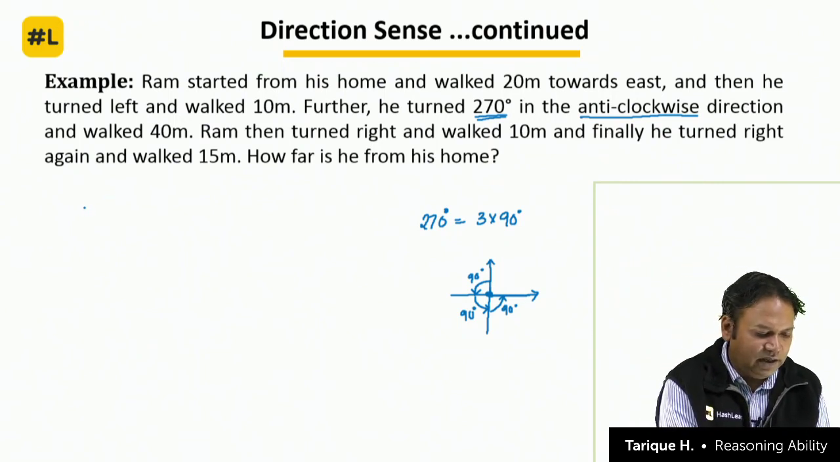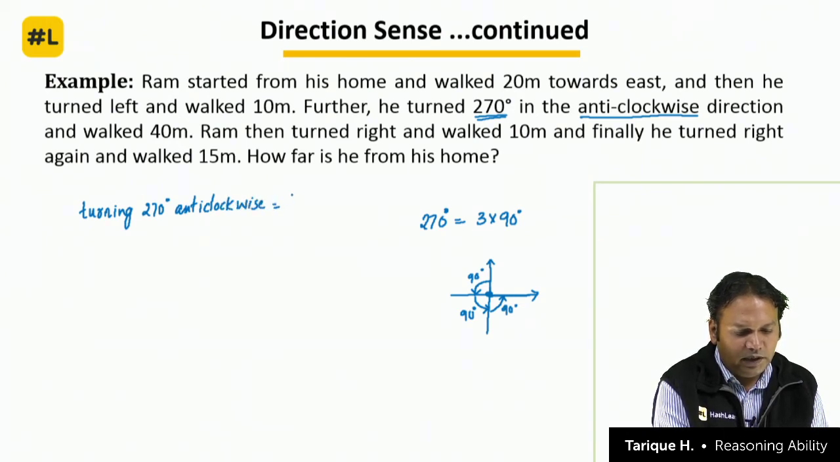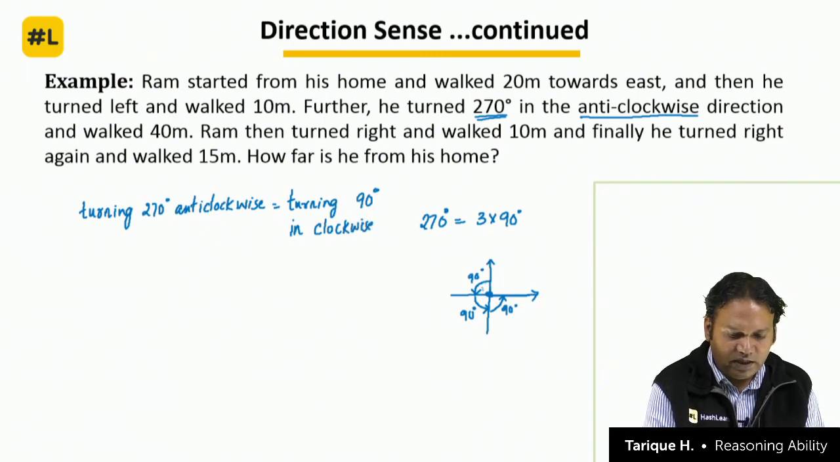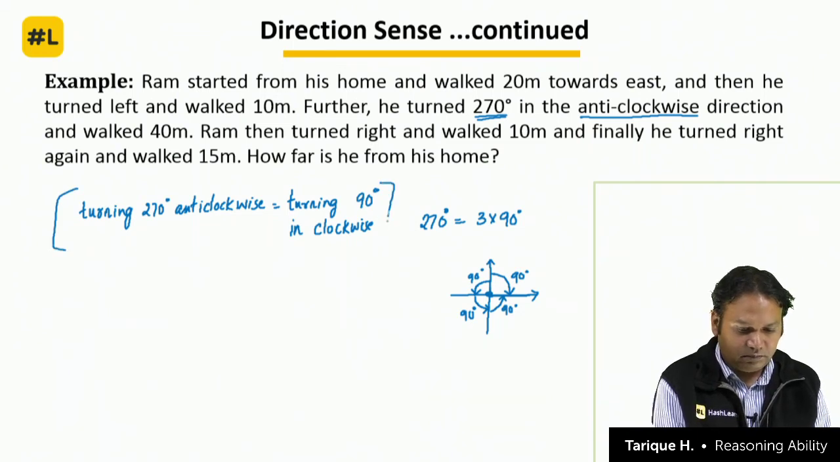Can we say that turning 270 degrees anti-clockwise is the same as turning 90 degrees in the clockwise direction? Yes or no? You see, very simple. Turning 270 degrees anti-clockwise is the same as turning 90 degrees in the clockwise direction. Both will be the same. So, this is what we should keep in mind while solving this question.